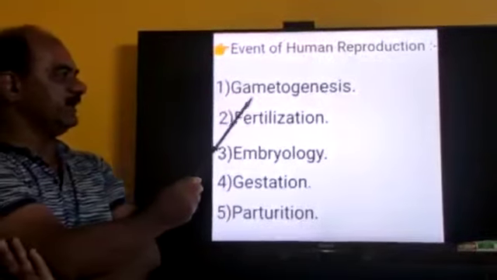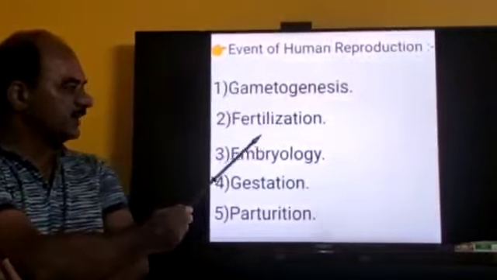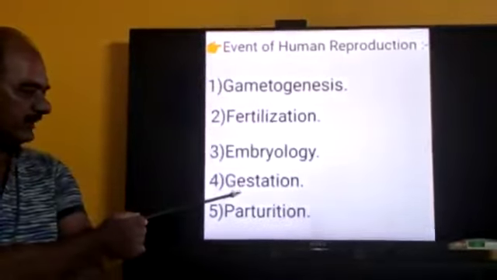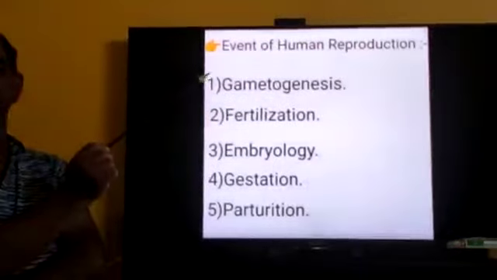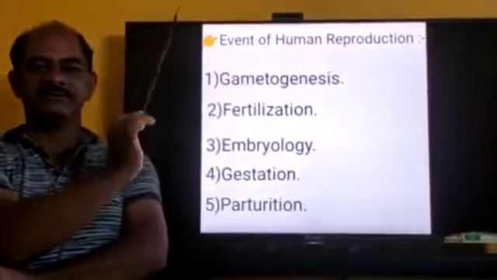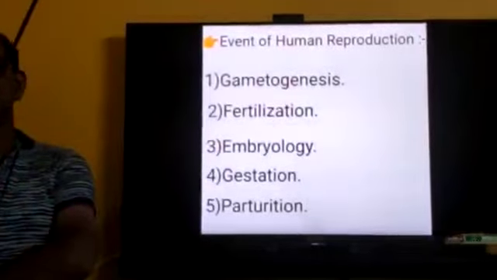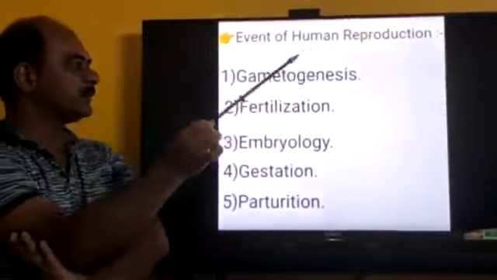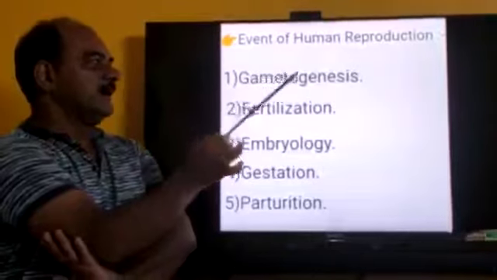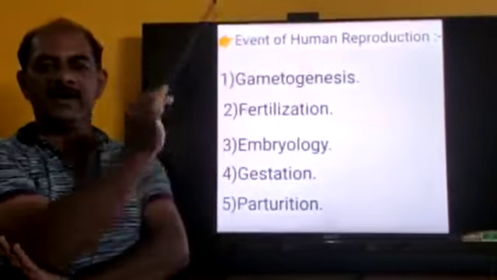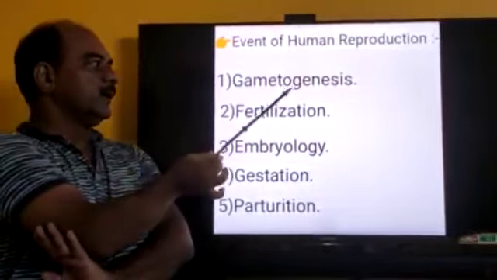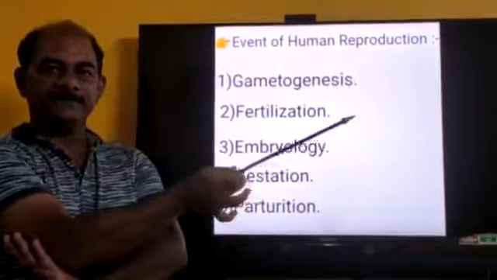The first event is gametogenesis. Second one, fertilization. Third one, embryology. Fourth one, gestation. Fifth one, parturition. Gametogenesis means development of the male gamete and development of the female gamete. That type of process is called gametogenesis. In males, the testes develop sperm and the testosterone hormone. In females, the ovary develops ova and hormones.